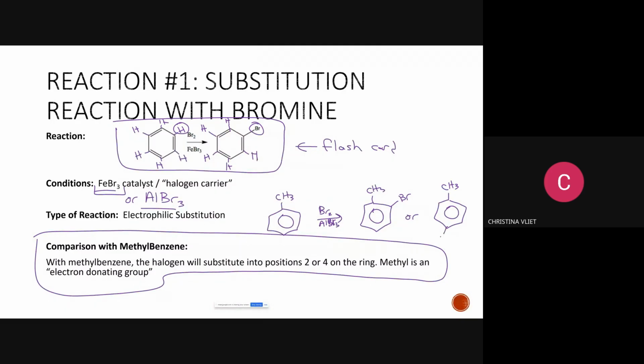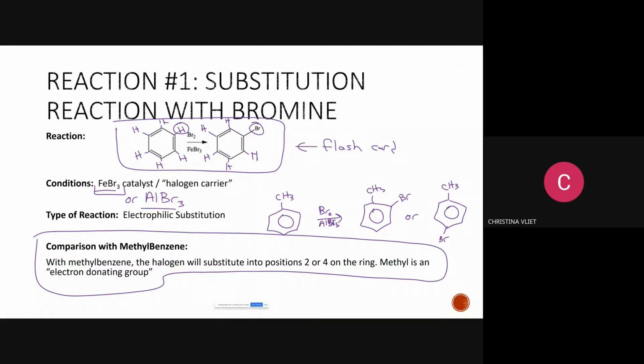Because I was intentional about that. 2 and 6 are the same. They're both one away from the CH3. So if I'm just getting a mono substituted product, one substitution, then it's either going to be right next to the CH3 or across from the CH3. And so that's because methyl, like I mentioned, was an electron donating group. So you are supposed to recognize if you see an electron donating group, how that group would substitute in. And if I see an electron withdrawing group, how the group would substitute in as a result. And so that's reaction number 1. It's a flashcard reaction, 1 out of 24.